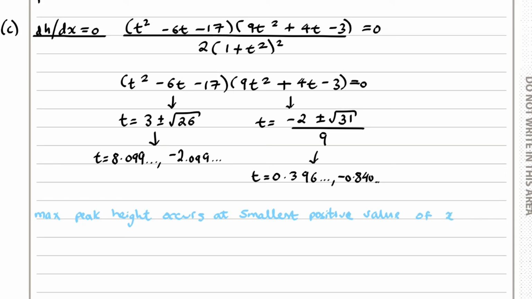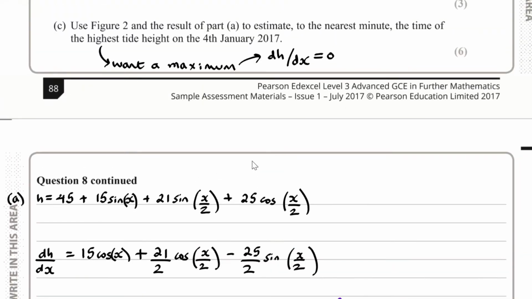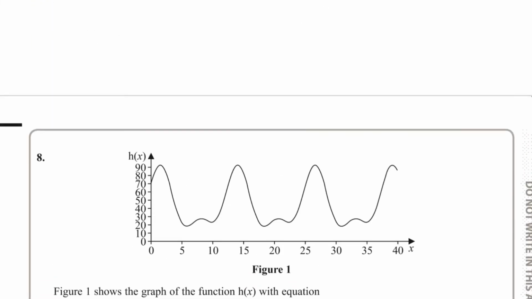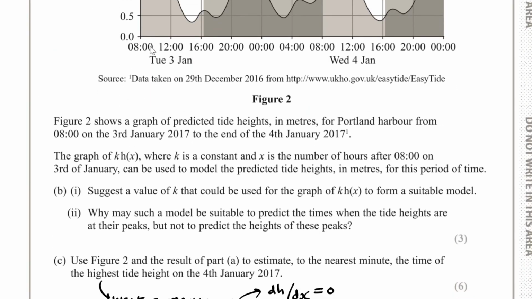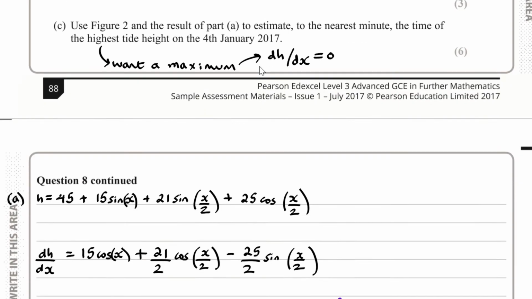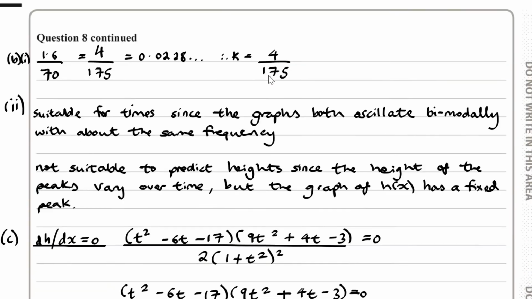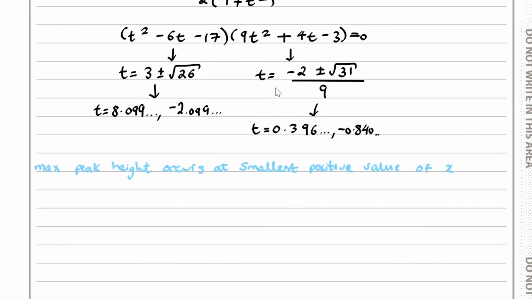Okay, and you can see that over here. So if you go back over here, the smallest value of x gives this max peak, and we're finding out what this value of x is, and then we will translate that into some sort of a time. So the way we can do that is the following.